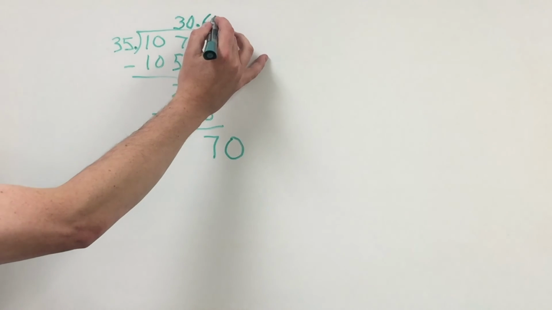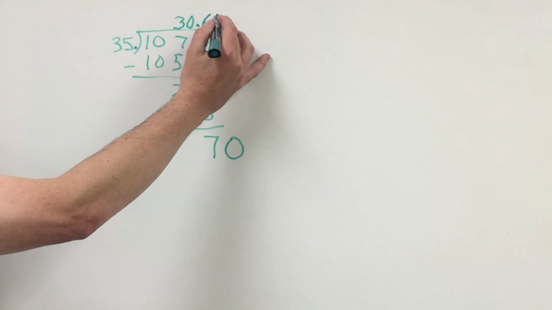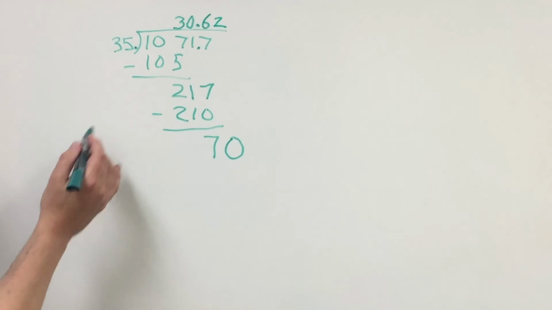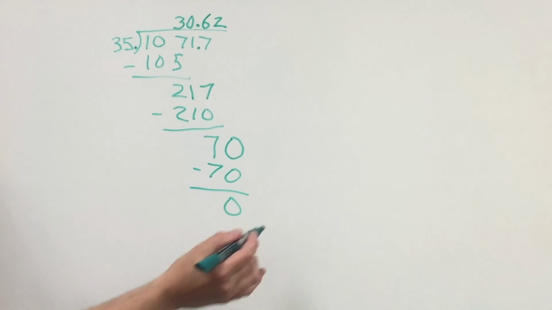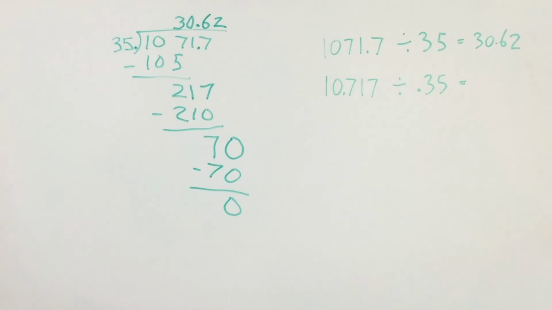Well, 2 times. 2 times 35 is 70. 70 minus 70 is 0. And so we're done.